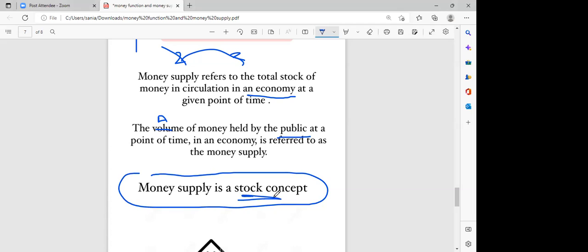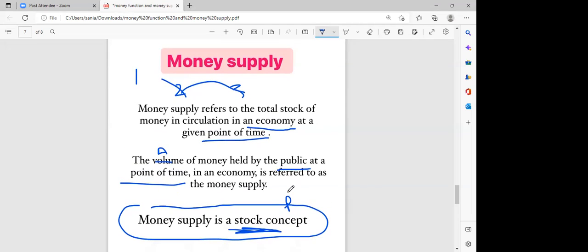Why stock concept? There are two concepts, one is flow and one is stock. Stock means basically that on a particular point of time, today itself, how much money you have. But if I ask you how much money you had in the previous year, that means January, February, March, April, May, lots of things, a period, right? But when I mention a point of time, that is a stock concept. Here in money supply, I'm mentioning a point of time. That's why money supply is a stock concept. Clear? You can revise it and then I'll ask you.